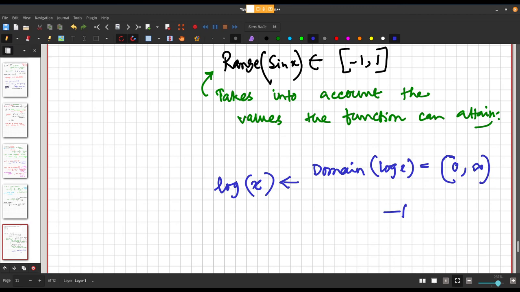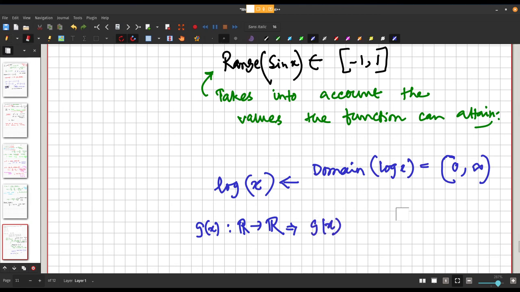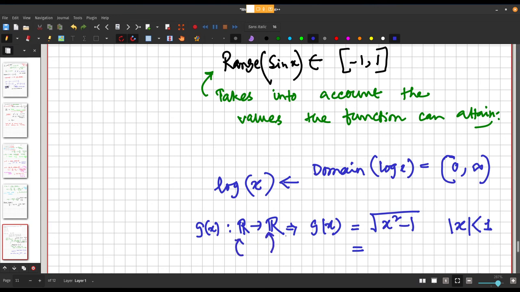Again, we can give another example of a function, suppose gx, which is mapped from set of real numbers to real numbers, but the function is given by root of x square minus 1. And you will see that when mod x is less than 1, then this square root is not defined. It will actually give you a complex number, which is not part of the real numbers that we are considering.